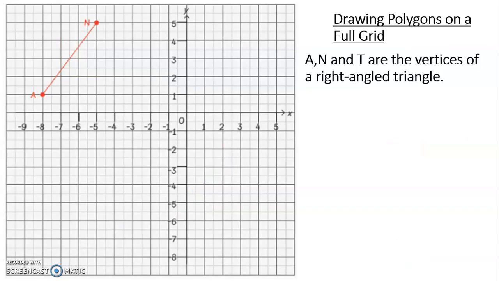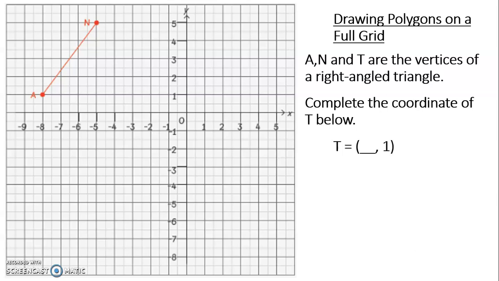A, N and T are the vertices of a right angle triangle. Complete the coordinate of T below. So we need to make a right angle triangle. It's given us that 1 is the coordinate for the y-axis. So let's find where y is there. And to make a right angle, it has to make it 90 degrees, which means we go along the corridor to -5, and we've already been told it's 1, so -5, 1.